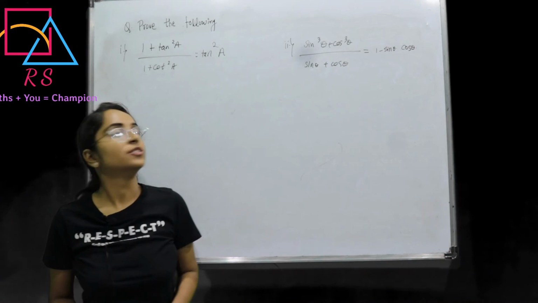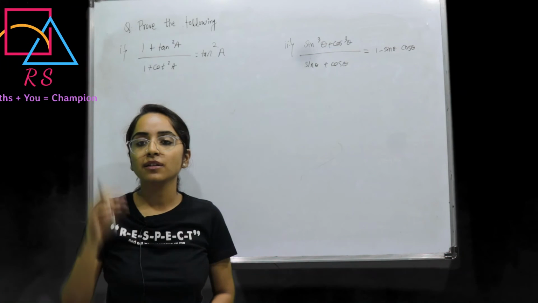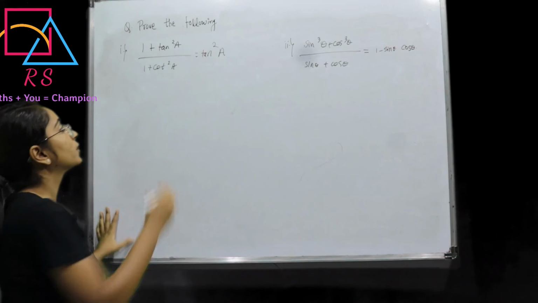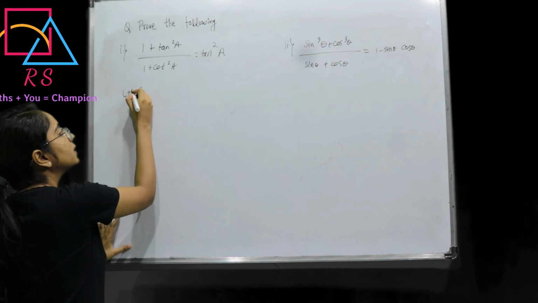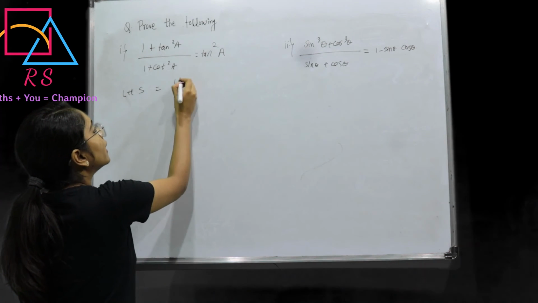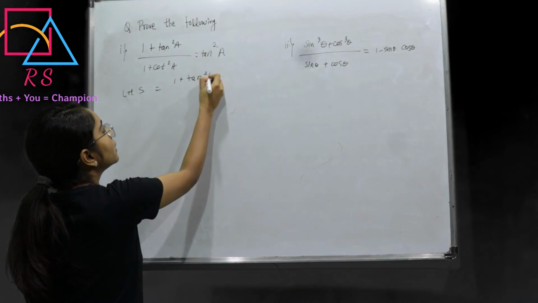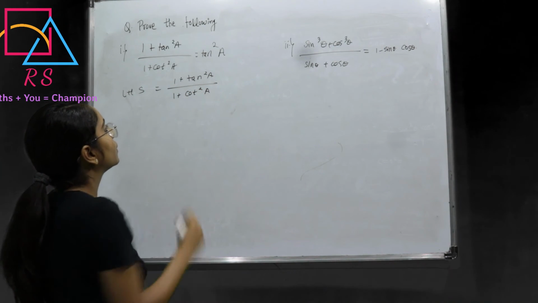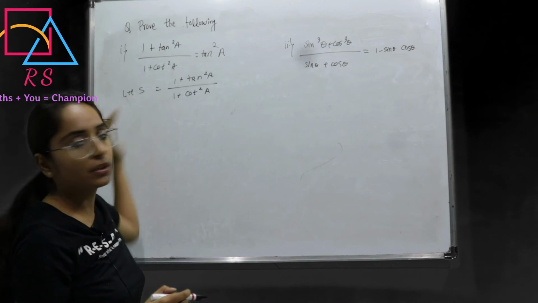These are just some of the practical examples for proving the identities. So I'll consider the first question again. I'm going to consider the left hand side. Here I'll write the left hand side first of all. This is the first step, which is (1 + tan² A) upon (1 + cot² A).